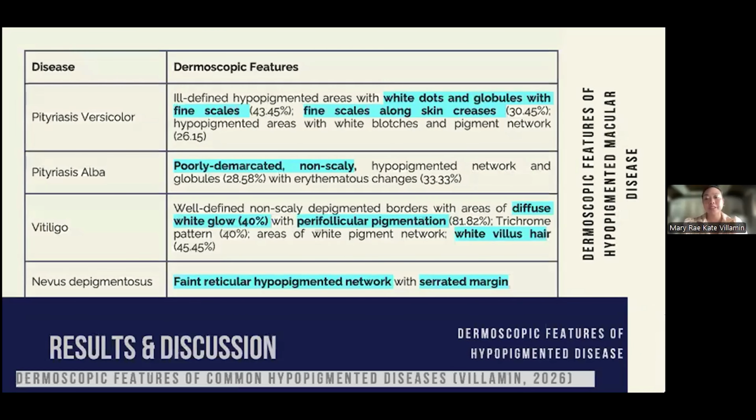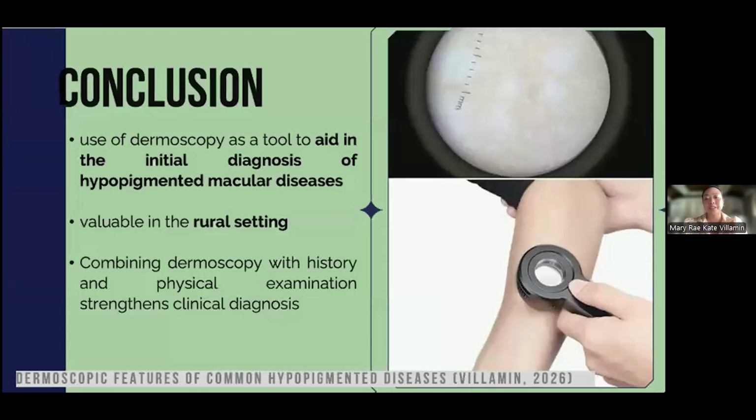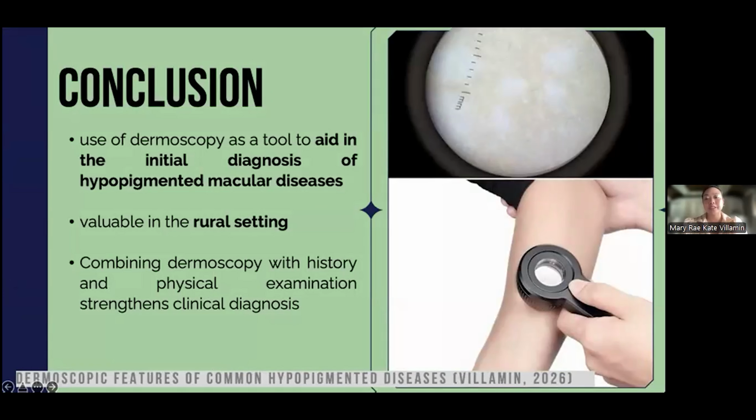So in conclusion, this study reinforces dermoscopy as a valuable adjunct in the initial diagnosis of hypopigmented macular diseases, supporting findings from previous literature. It's specifically useful in resource-limited and rural settings where skin biopsies may not be readily available. While dermoscopy alone is not definitive, combining it with a thorough history and physical examination strengthens diagnostic accuracy and improves patient care. Training in basic dermoscopy can further enhance clinical skills and guide recognition of key dermoscopic patterns in hypomelanotic conditions.